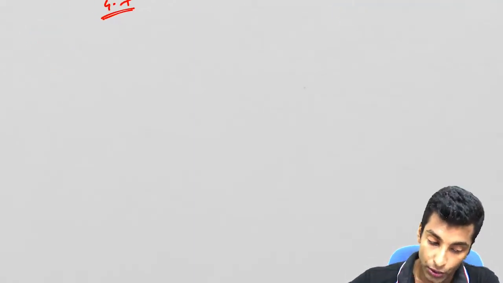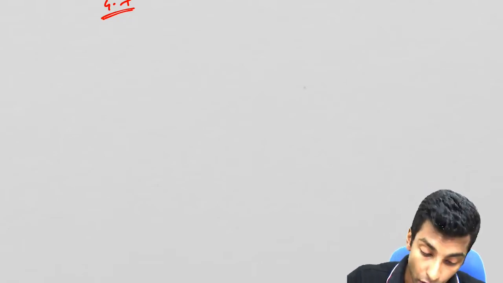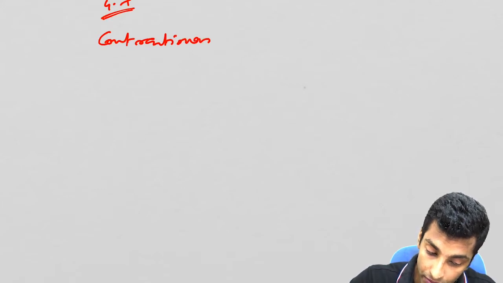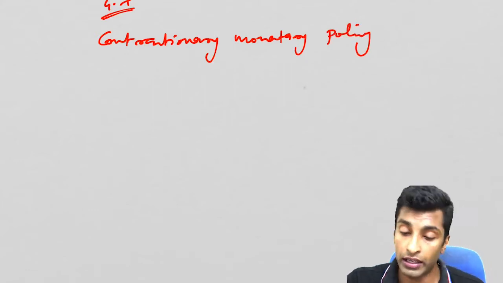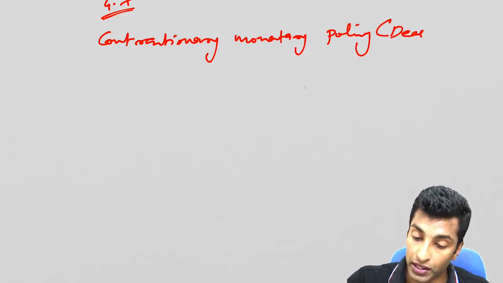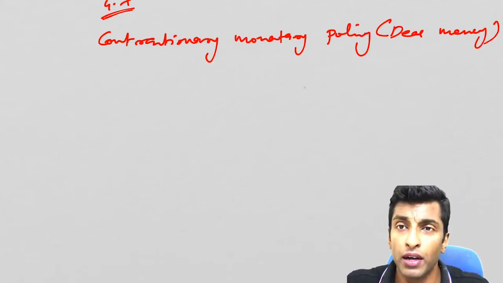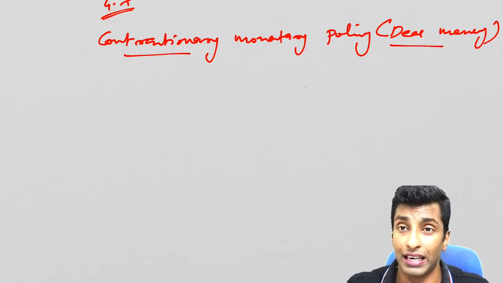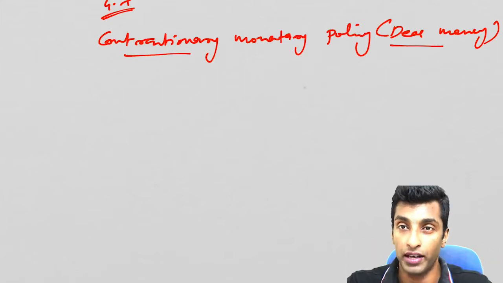So let's go to types of monetary policy. First, we'll discuss contractionary policy. Contractionary monetary policy, also known as dear money policy. Dear money, that name itself will tell you. Both names themselves will tell you what the policy is, right? Contractionary, the contraction, and dear money is making money much dearer.